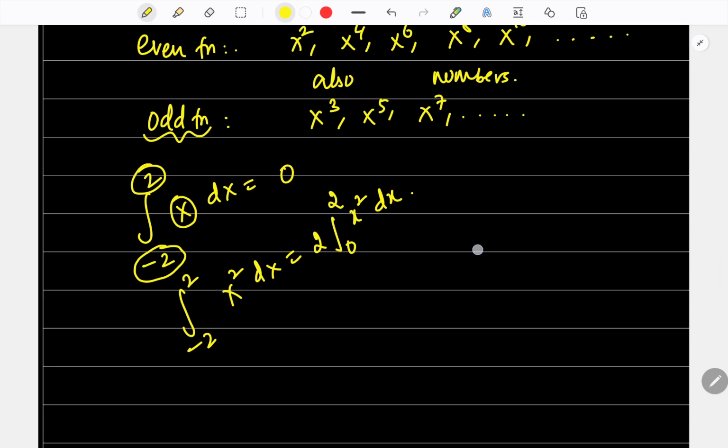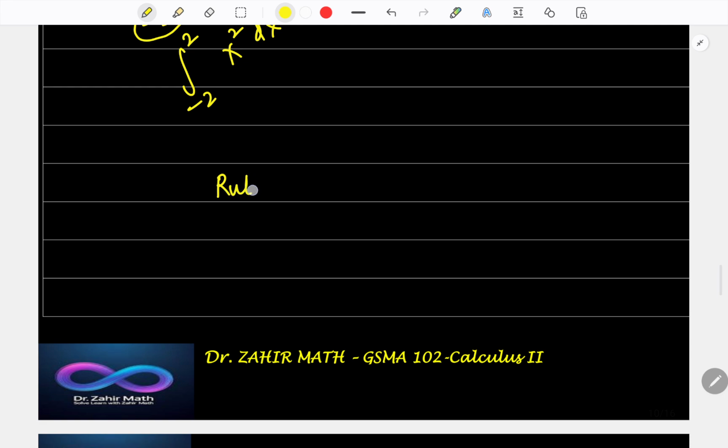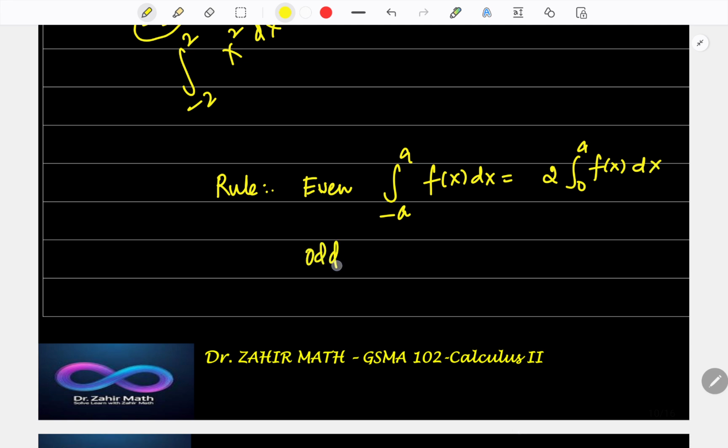So what is the rule? The rule is, if the function is even, with limits minus a to plus a, we can write the integral of f of x dx equals twice times the integral from 0 to a of f of x dx. If the function is odd, the integral from minus a to plus a of f of x dx, immediately you can write it as 0. What is the use of this property, teacher? I know how to integrate, I know how to put the upper limit minus lower limit.